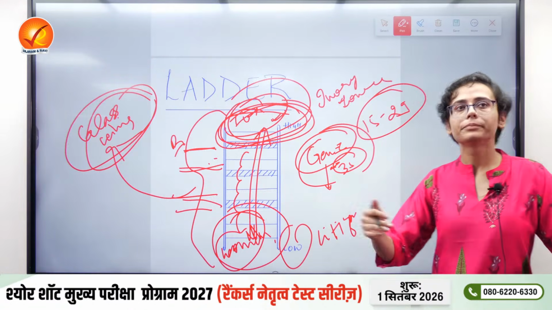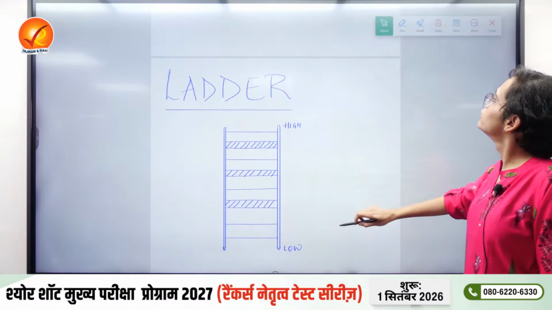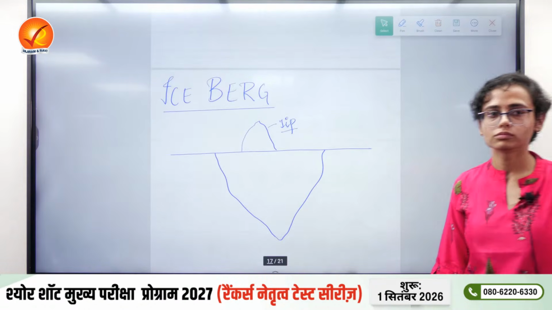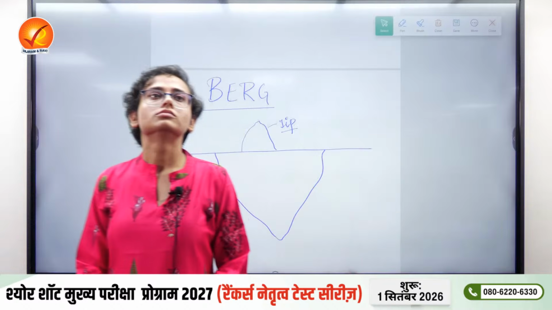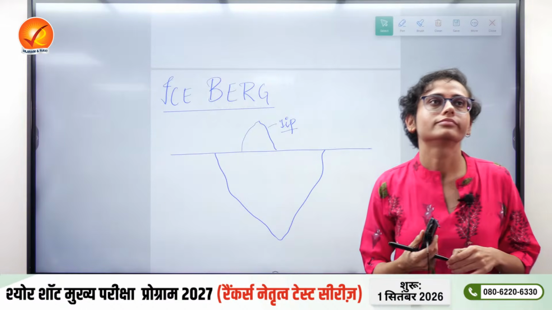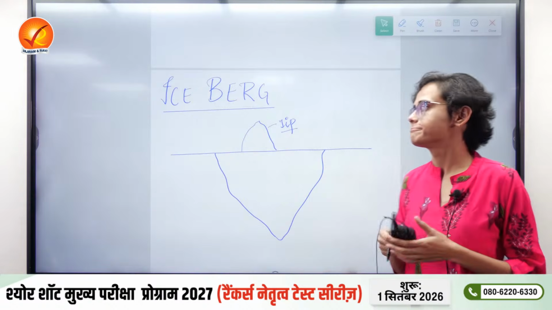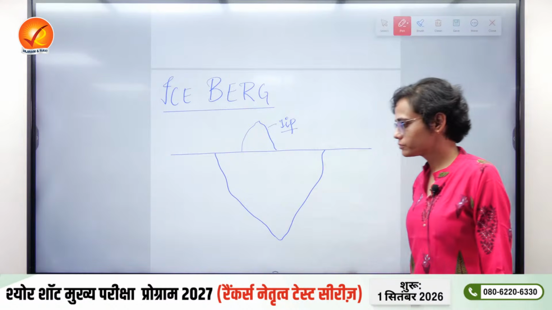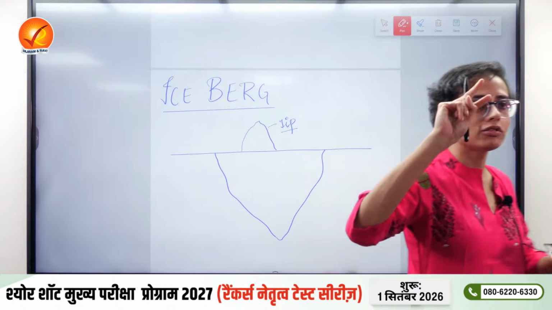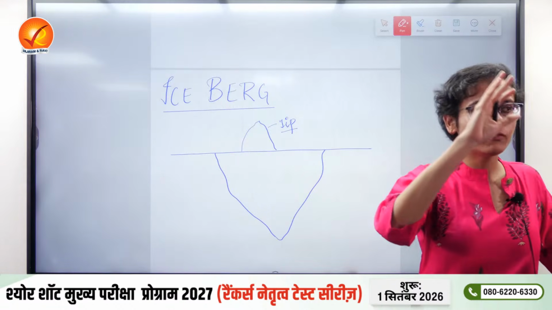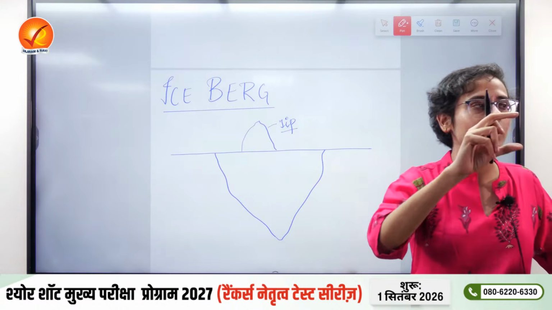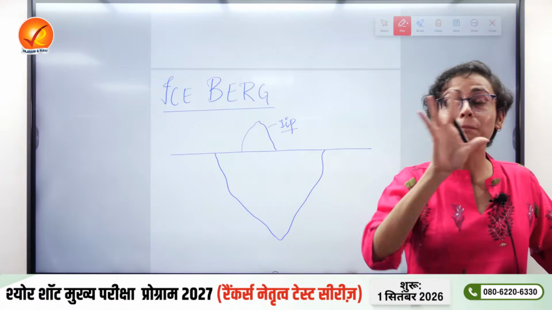Okay? Iceberg. Okay. Iceberg, to show that a particular phenomenon or aspect has two components, and we are aware of only one particular thing, and that is very minuscule in scale, but it has a much larger impact.